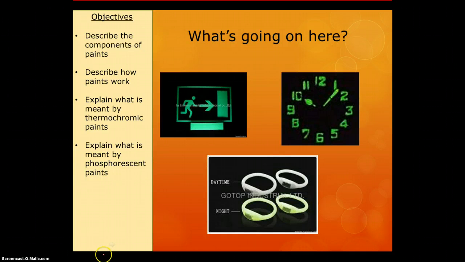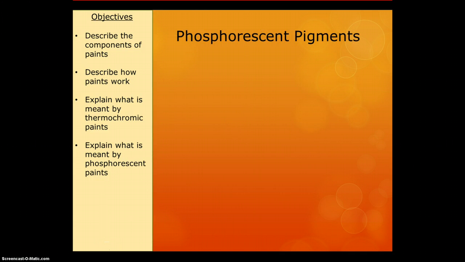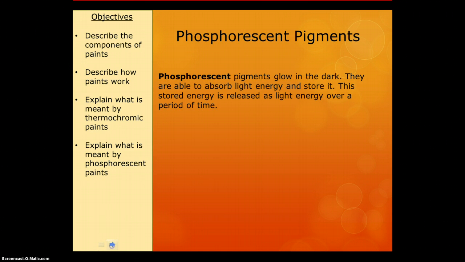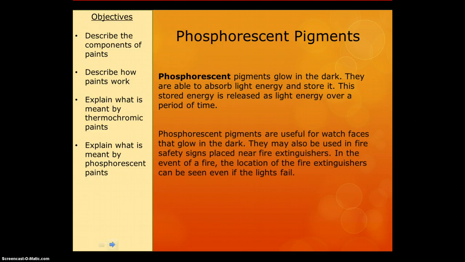Hopefully you all know what's going on. They're glowing in the dark. So we call these phosphorescent pigments. So phosphorescent means that it gives out light. Basically they absorb energy and then give that energy out as light. So these pigments glow in the dark because they absorb light energy, store it, and then release it slowly over time. They're useful for watch faces, which is the particularly common one, and fire exits, so emergency exit signs. So if the lights go out, you can still see how to get out. There's plenty in college, so I'm sure you can spot some around. But they are really, really useful.